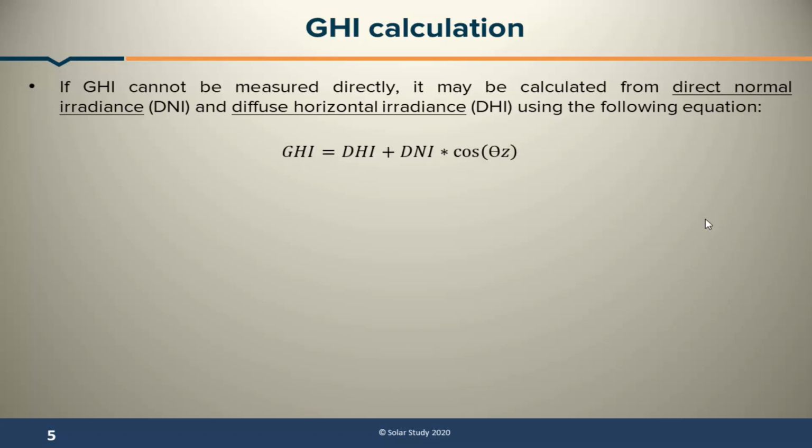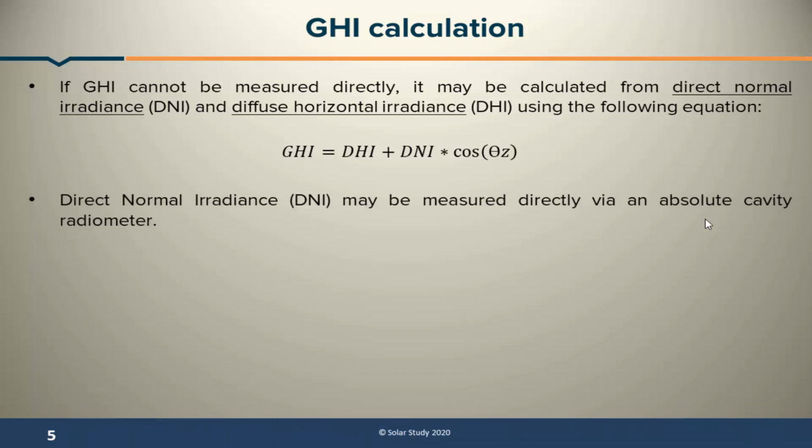What is the equation for that one? GHI is equal to DHI, diffuse horizontal irradiation, plus direct normal irradiation times cosine of theta. What is that cosine of theta? That is the angle, like previously we have seen the altitude angle, same kind of thing we have used here. While incident, we will get the incident angle, that is called theta z.